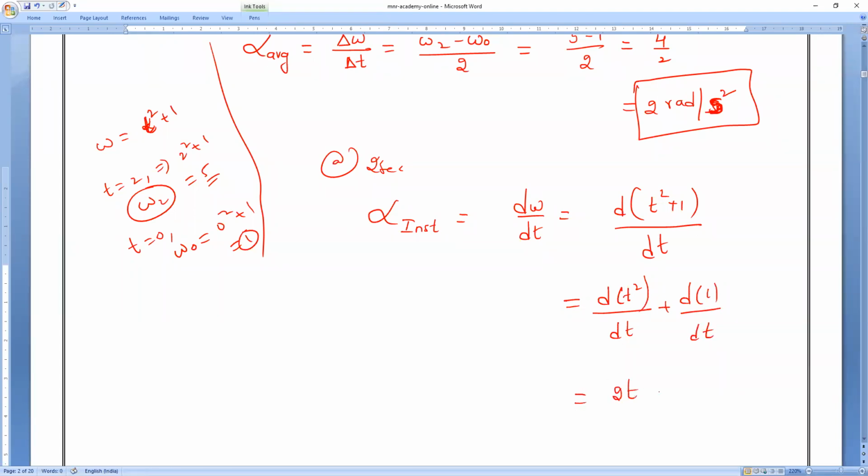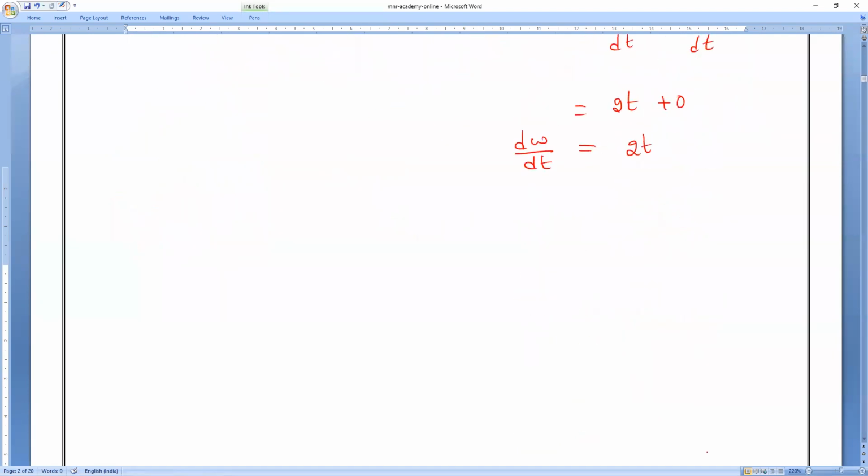Differentiation of t square is equal to 2t, plus the differentiation of 1, which is 0. What is the answer? d omega by dt is equal to 2t. Now t is equal to how much? At 2 seconds they are asking, so 2 into 2, which is equal to 4 radians per second square. So that is what you have to find.